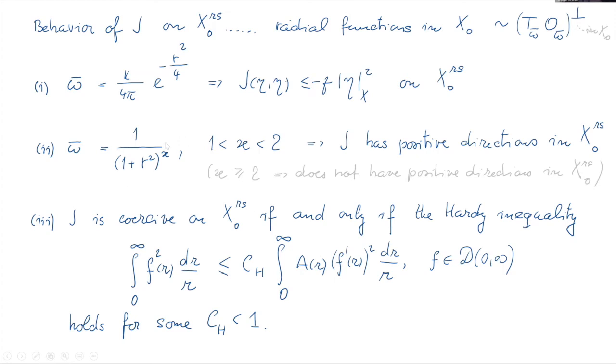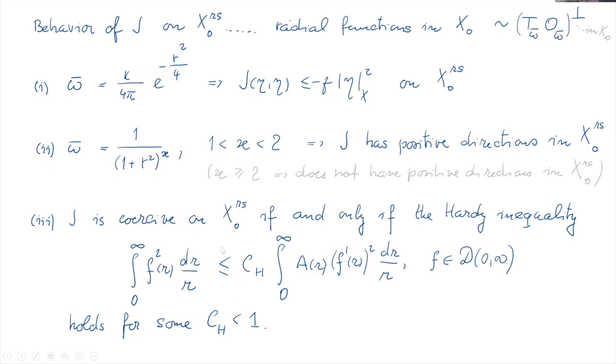It's not always coercive for other vortices. For example, if you take vortices of this form, which we call algebraic vortices with kappa between 1 and 2, then this form will not be coercive on the larger space. It will have unfavorable, in our case, positive directions. And the behavior changes if you go through kappa equal to 2. So for kappa bigger than 2, it will have favorable behavior. For kappa less than 2, it will not have favorable behavior.